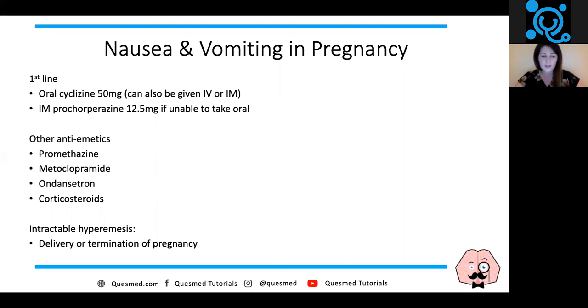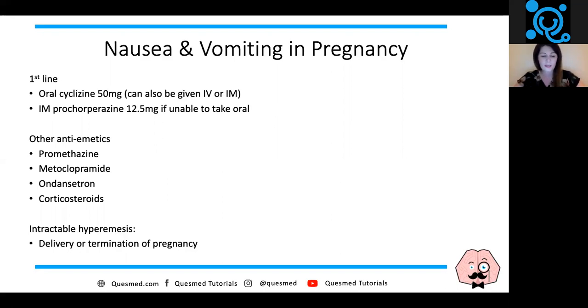A course of corticosteroids, either oral or IV, is the final pharmacological management for hyperemesis. These are for women who have tried all different antiemetics and are still vomiting. And if nothing is working, depending on gestation, the woman may opt for termination of pregnancy, and if she's near term, delivery. I've not seen many women terminate pregnancy just for nausea and vomiting, but it does happen.